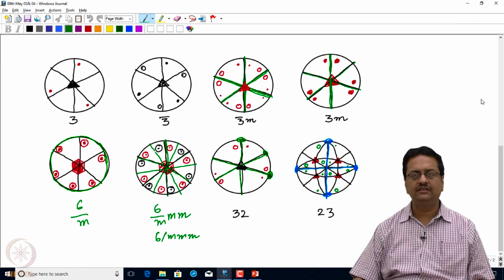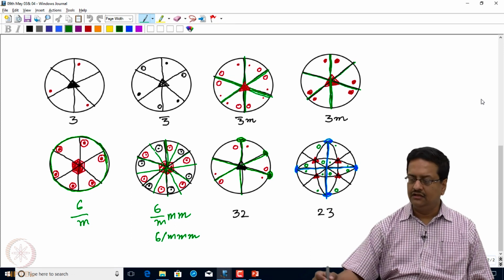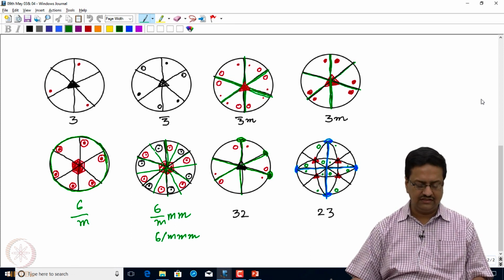Welcome back to the course of chemical crystallography. In the previous lecture, we were discussing the 32 point groups, and we have learned how to draw the stereographic projections of various point groups, starting with simple point groups, and we ended up drawing the point group 2, 3 as you can see on the last part of the previous lecture.